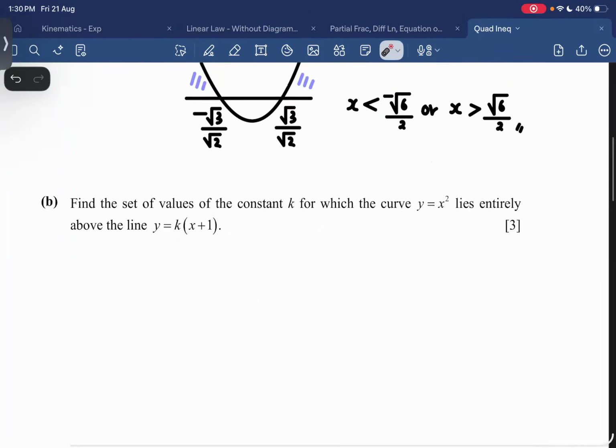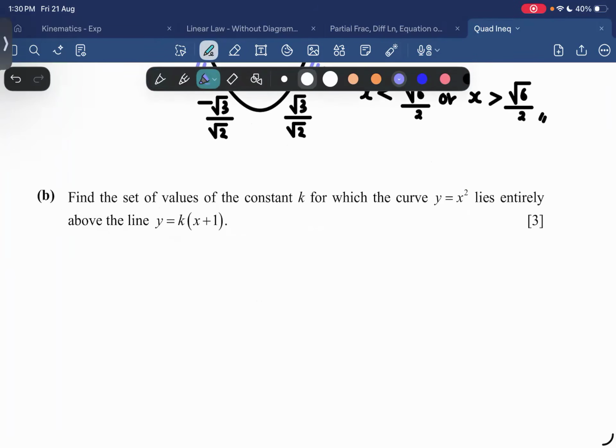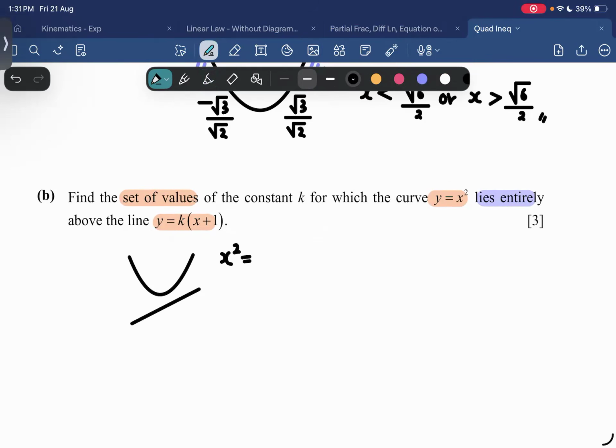Okay, this one here is typical. So what we have here, set of values. Set of values, range of values, same. Must have inequality. So this curve and this line lie entirely above. So if I were to draw my smiley curve and then the line like that, the step one is to equate them together first. So x squared equals kx plus k. Make it look like a quadratic.